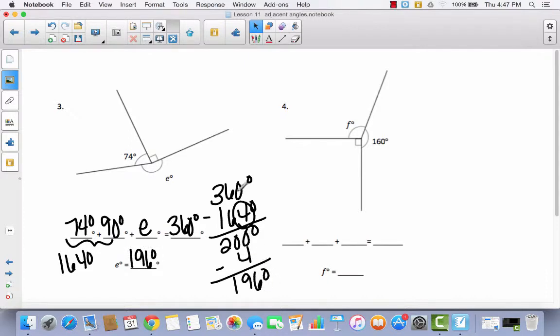Again, you could use regrouping to subtract. That is no problem. You could just come up here, and you would say, okay, well, this is going to be a 5, and this is going to be a 10, and then you have to regroup or decompose again and make this a 5, but I promise you will still get 196 degrees.